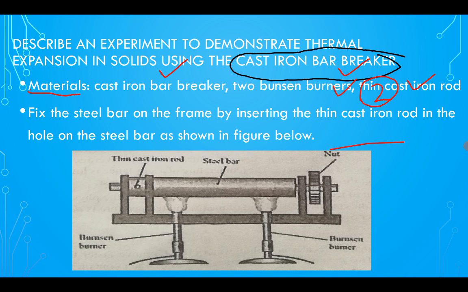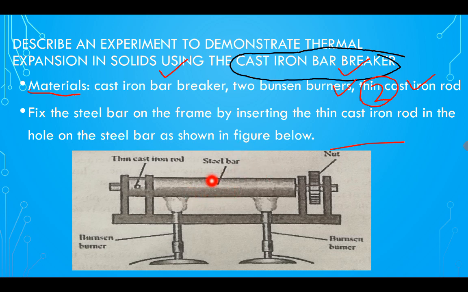Anyway, let's just look at what this is. So this setup is called the cast iron bar breaker. This is a steel bar. There's a steel bar here, which is basically metal.